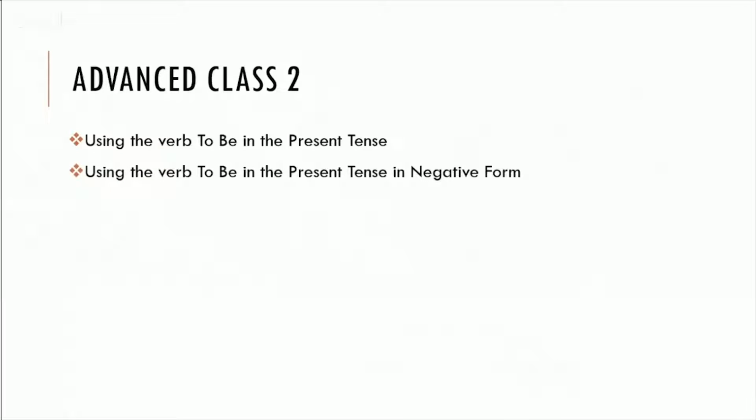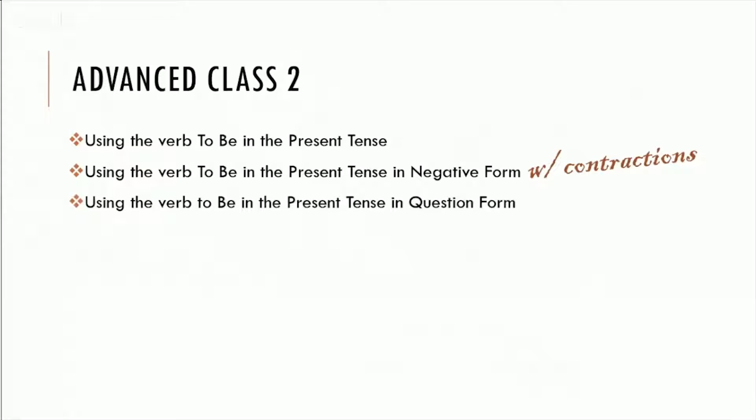And in this advanced class, we're going to be using the verb to be in the present tense, which is very similar to what we did last time. But we are also going to be using the verb to be in the present tense in negative form. So we're also going to be working with the negative form of the verb to be today. And we are also going to look at the negative form with contractions. Okay, so we'll look at the negative form regular and we'll look at the negative form with contractions.